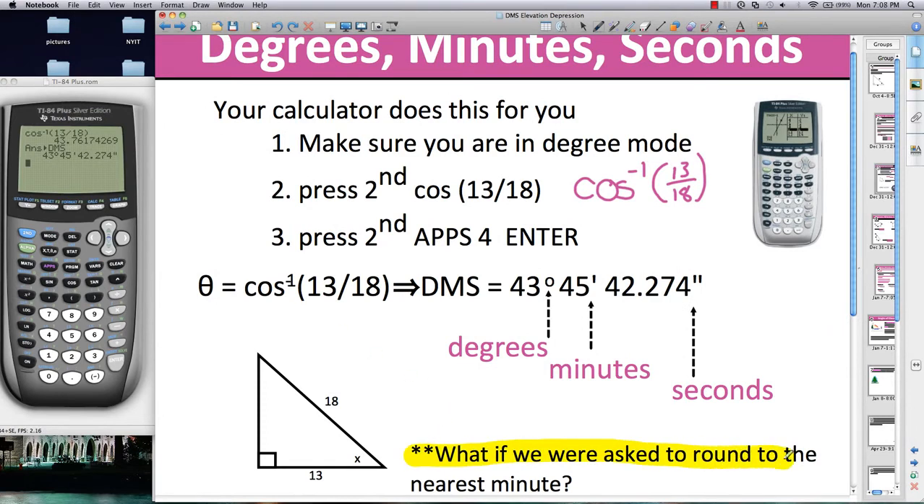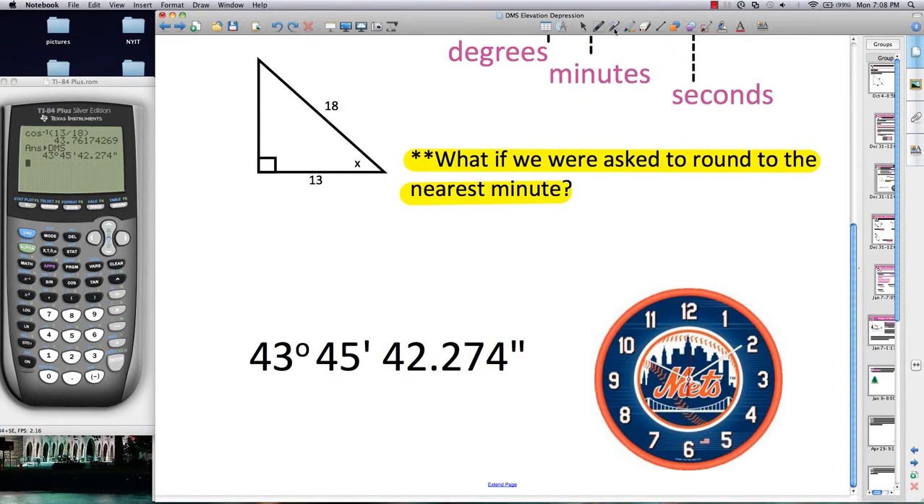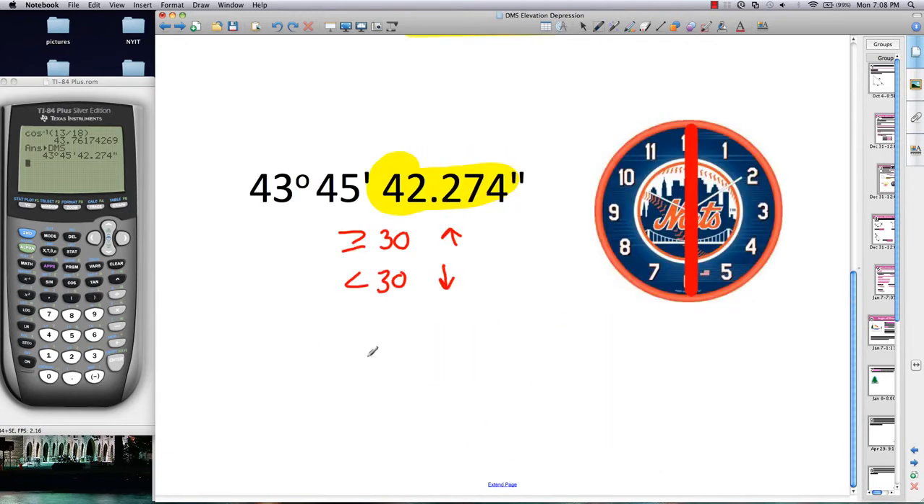Now what if we were asked to round to the nearest minute? Okay, so we're going to take a look at this nice little clock down here. The halfway point would be 30 seconds. We have about 42 seconds, and if we want to round to the nearest minute, anything greater than or equal to 30 seconds, the halfway point, is going to round up. Anything less than 30 seconds would round down. In this case we're above 30 seconds. So our answer would be 43 degrees, 46 minutes. That would be rounded to the nearest minute.